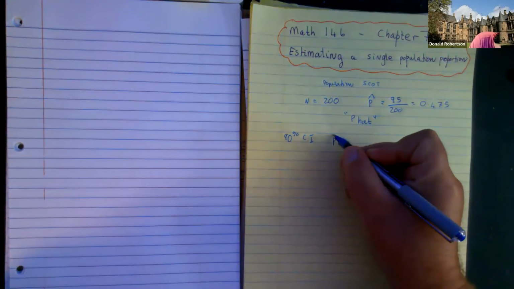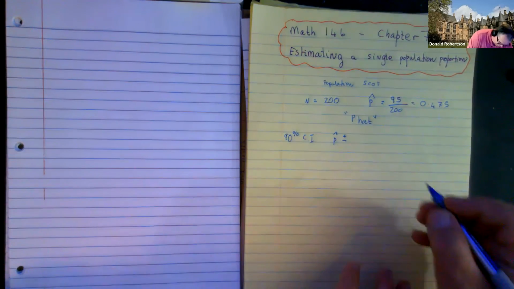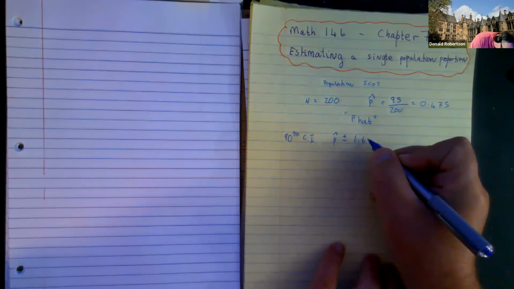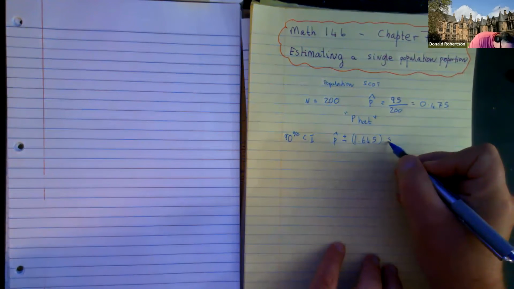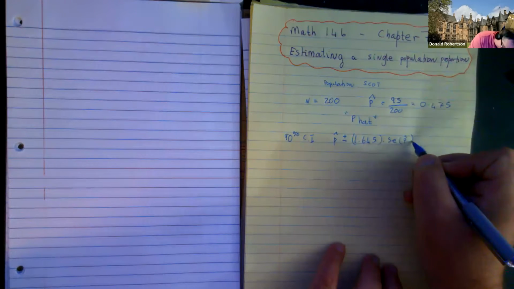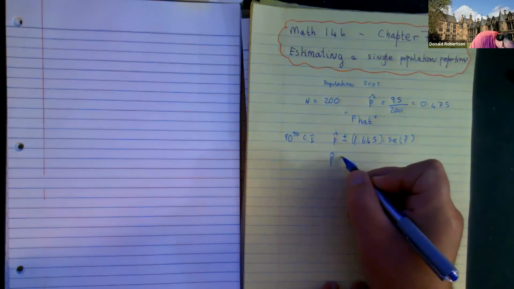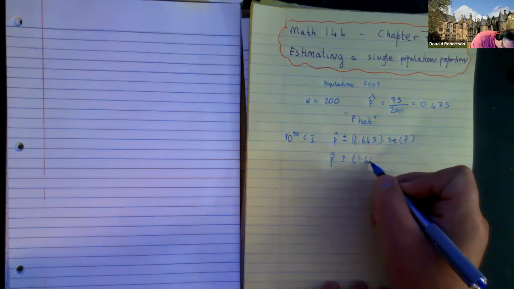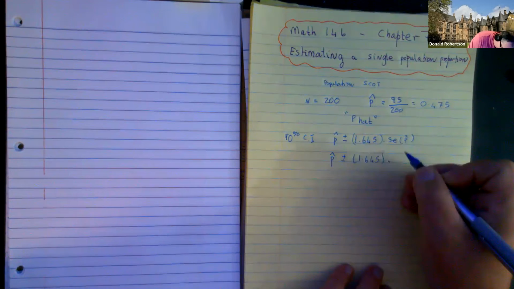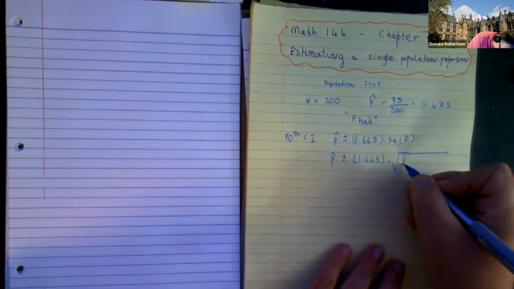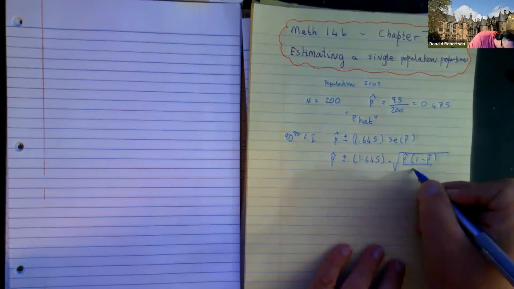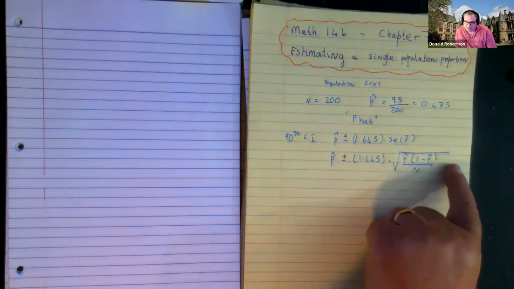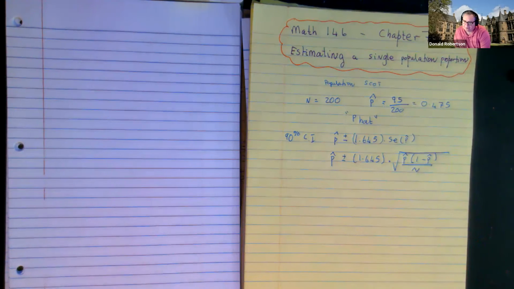It's going to be P hat plus or minus 1.645 times the standard error of P hat. Now to get the standard error, you do this guy. So the standard error is this calculation. Right, now it's plug and chug.